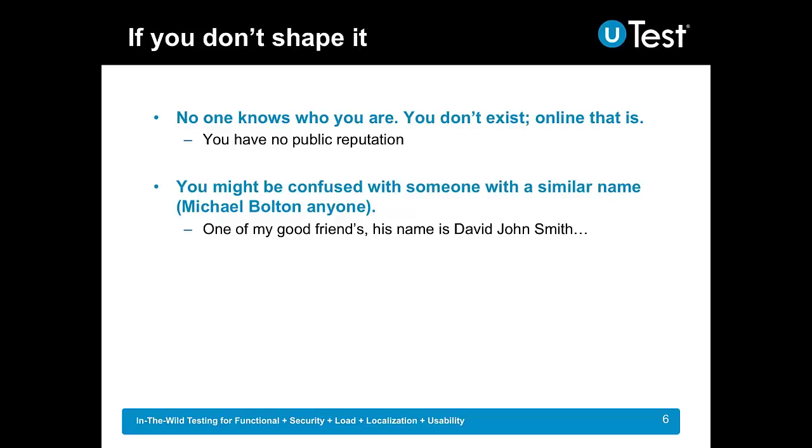That would be very confusing if someone was looking for the singer or the software tester and they got crisscrossed. My uncle is a writer. He's published a couple of books. His name is John Cox. There's also another John Cox that publishes under the same name. So it can be very confusing if you don't shape your own online identity as you are this person with this set of skills and interests. You could be easily confused.